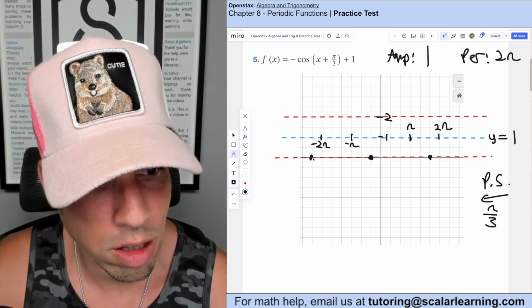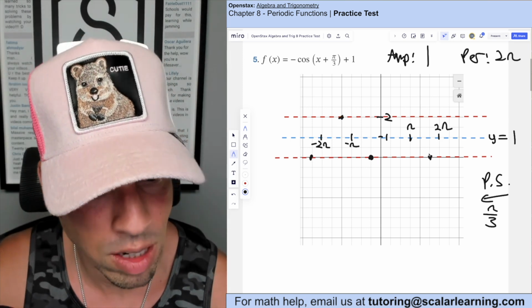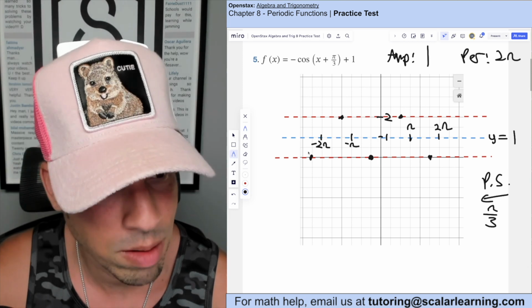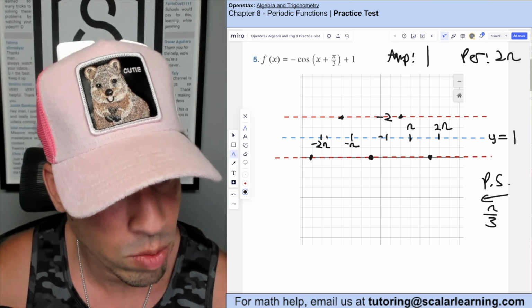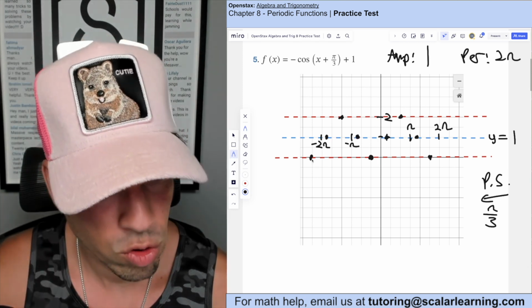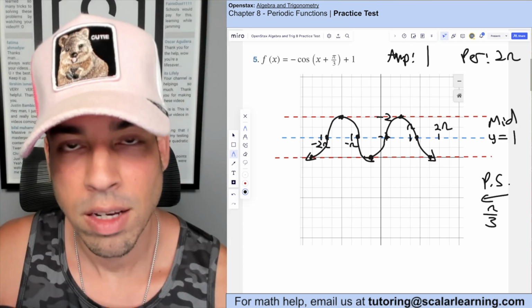In between these low points, it's going to be at the high point. Same with these 2 points, right? And then in between the high and the low, it's going to be right in the middle right here. Now we got all these great points. Let's connect the dots. And that's how you do it.